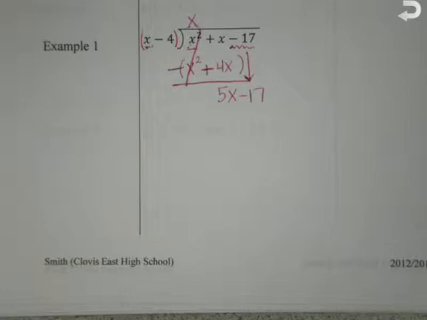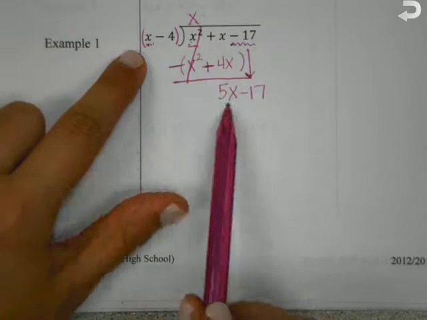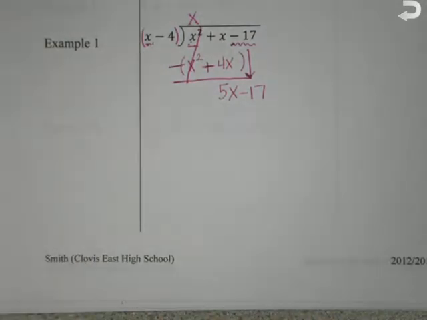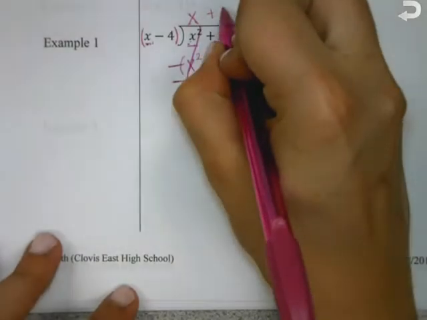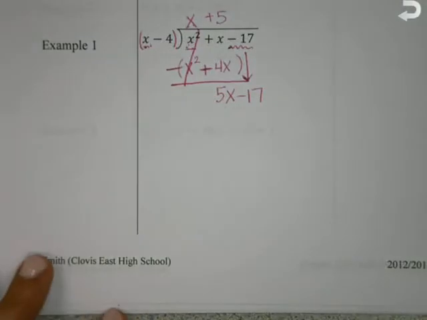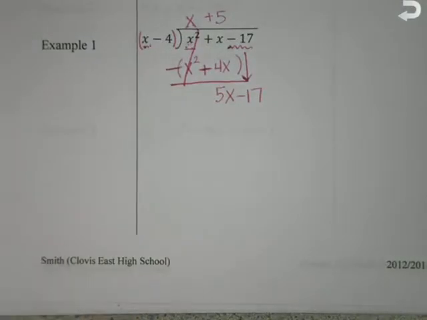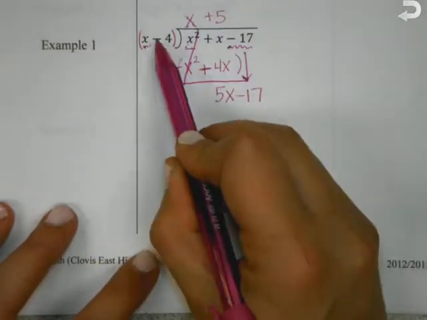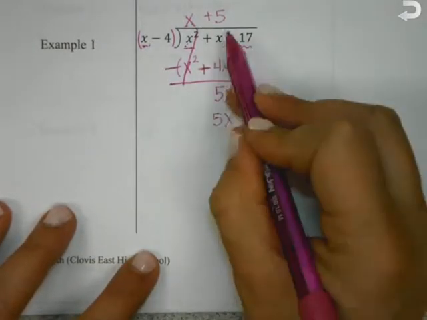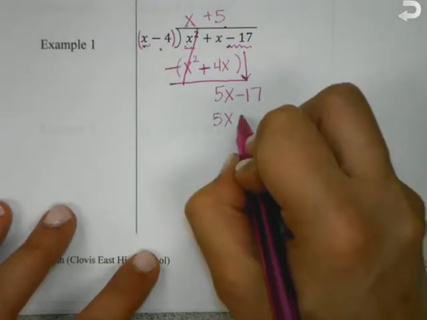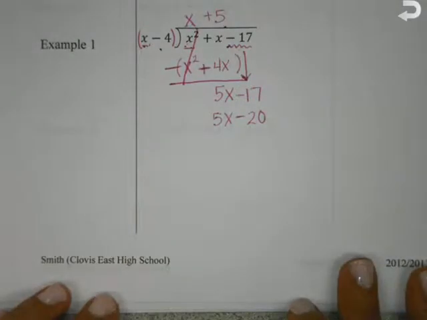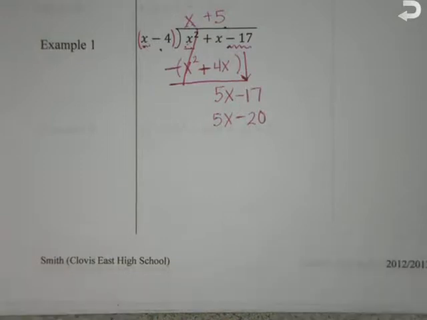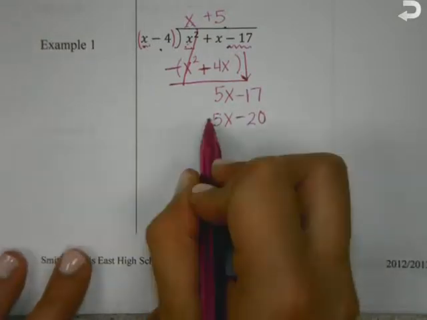Okay, so x times what is going to give me 5x? x times 5. So let's write positive 5, right? So we have to write plus 5. And we want to multiply that positive 5 by the whole thing. So 5 times x gives me 5x, and 5 times negative 4 gives me negative 20. So now we're on step 3, subtract. And subtracting changes the sign. So 5x becomes negative 5x, and minus 20 becomes positive 20.